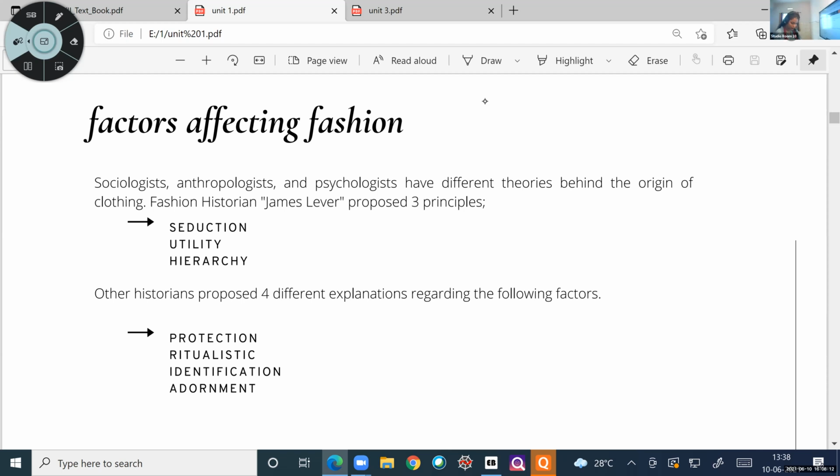What are the four factors? Four factors affected the origin of clothing. Steffi: Protection, ritualistic, identification, adornment. Okay.